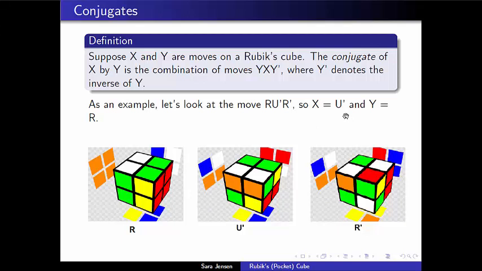Let's have it be U prime. And then for the y, the thing that we're doing and then undoing later on, let's use R as an example. So our original motion is U prime, and our conjugate motion is R, U prime, R prime, which I've visualized below. First we do R, then we do U prime, and then we do R prime.